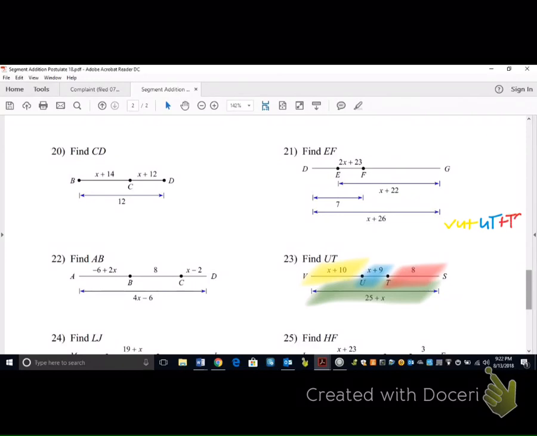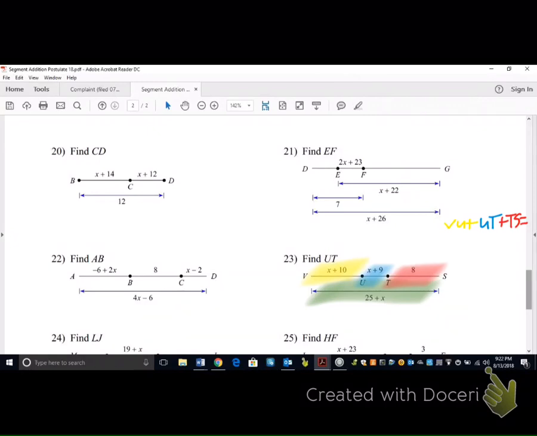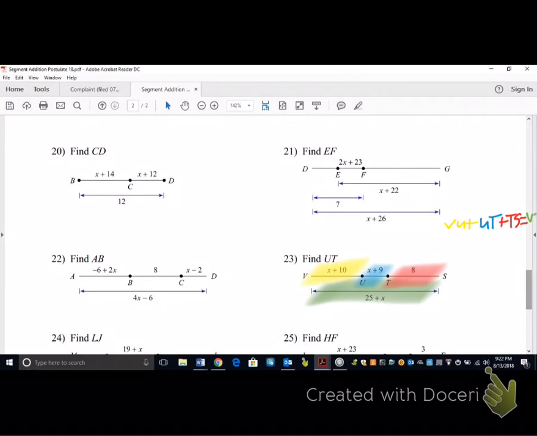Step 2 is write our rule statement. Look at what I did here. The distance from V to U, that's our yellow, plus the distance from U to T, that's our blue, plus the distance from T to S, that's our red. If I add all of those together, I'm going to get the distance from V to S.